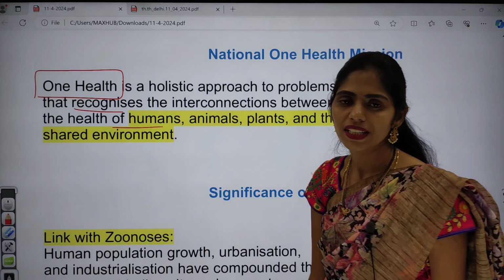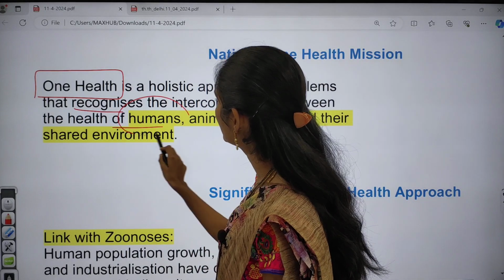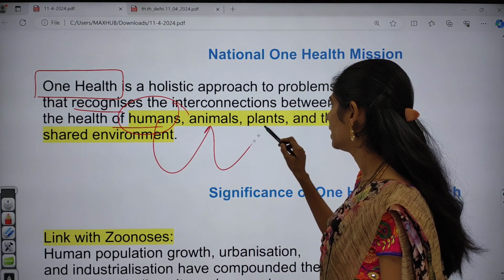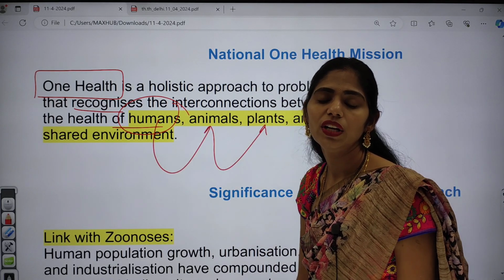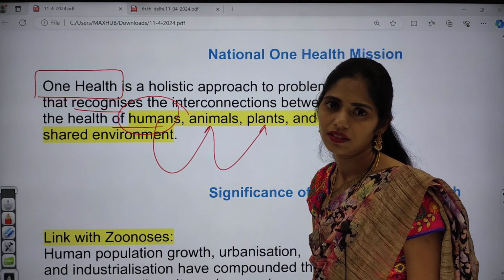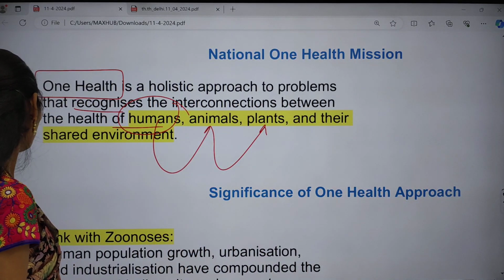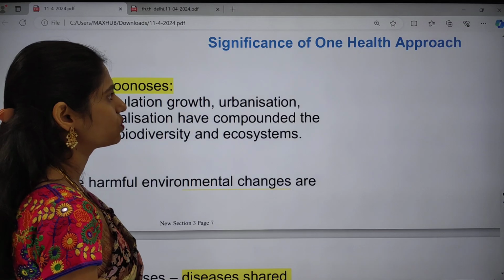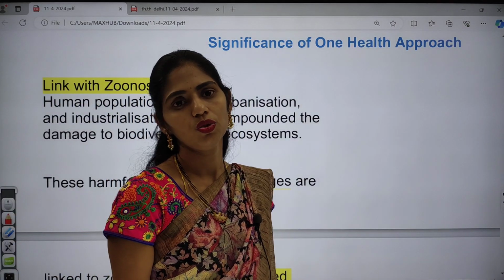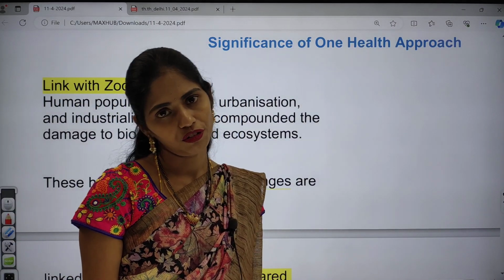So here we can say that there is some interconnection between human health, animal health, plant health and even the environment of the planet. Yes or no? Planet Earth, where we are living. Because of this, whenever we have this One Health approach, it is very useful to address the problems that we are facing.